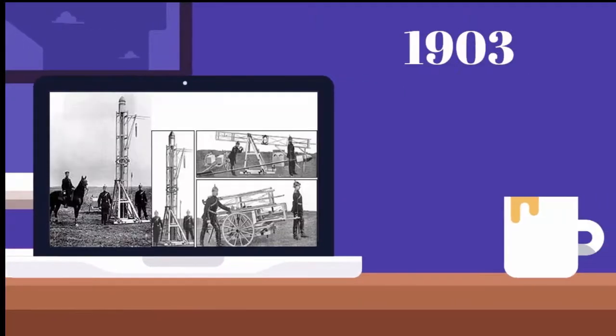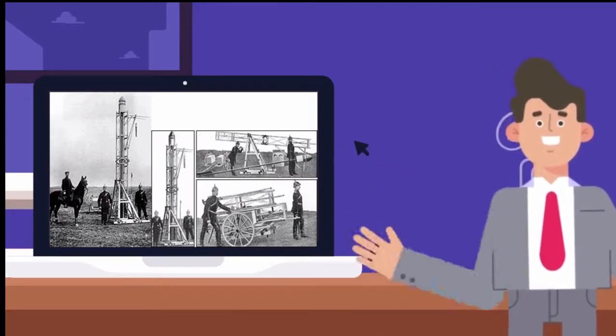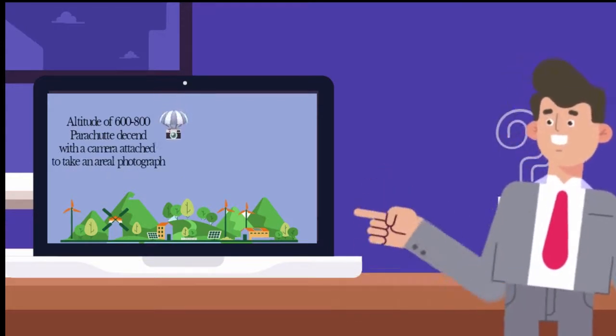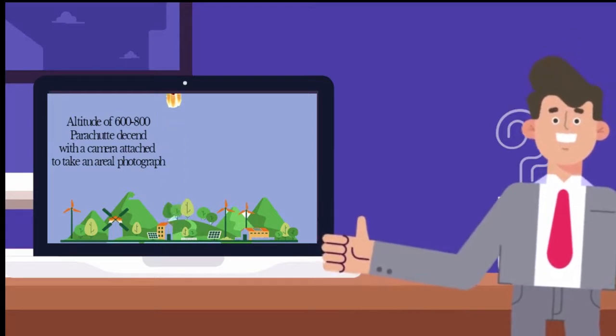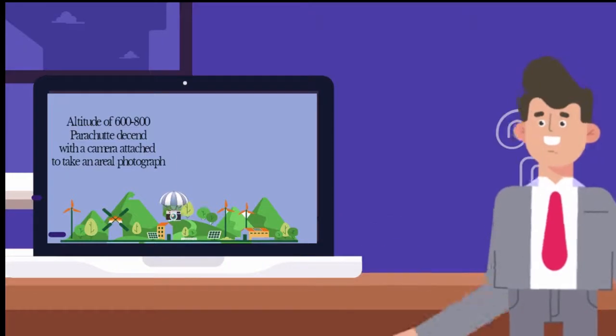In 1903, Alfred Moll, a German engineer, patented the Moll camera rocket. The camera would be launched in the air with a black powder rocket. After reaching an altitude of about 600 to 800 meters, the rocket would open, and the camera would descend with a parachute, and a timer would trigger the taking of a photograph.